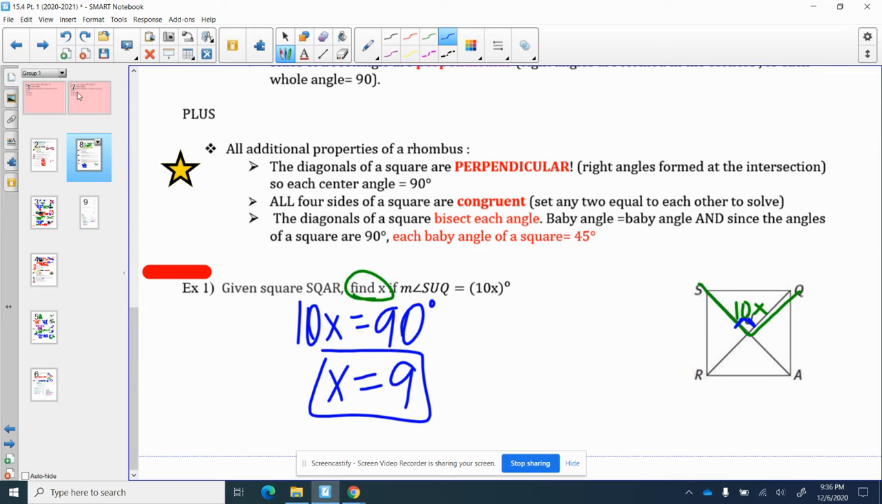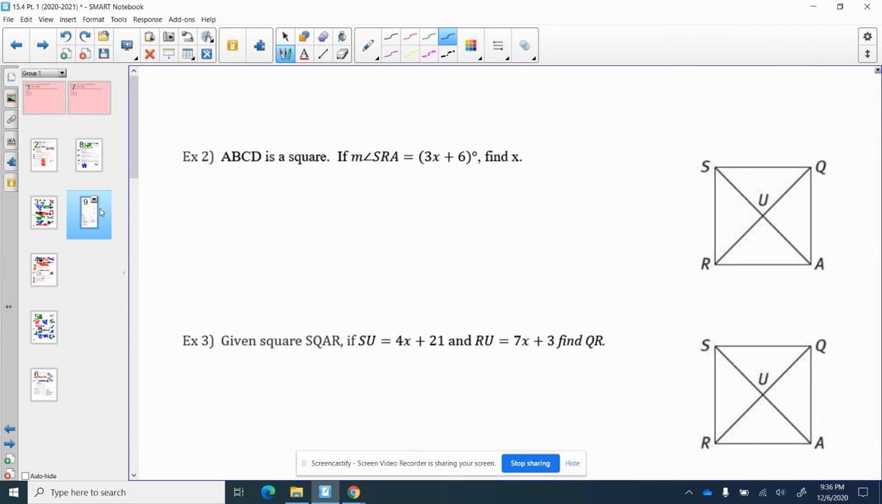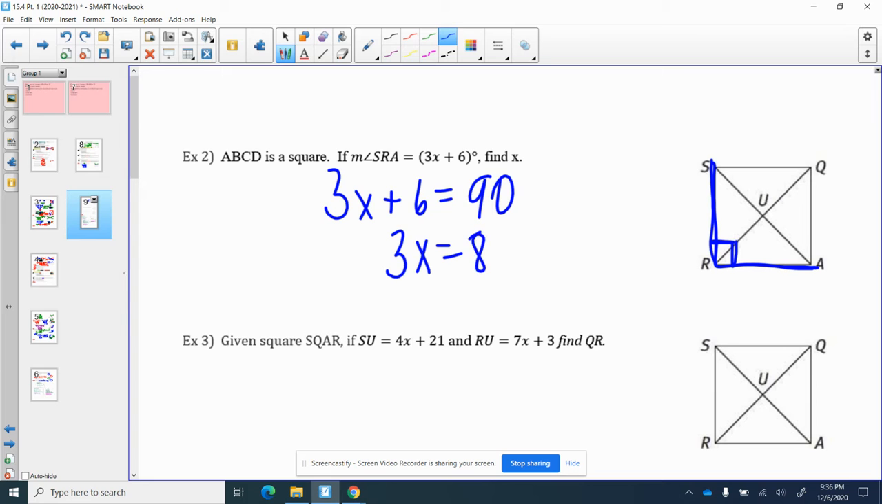Right, our next example then, on the back of the next page, is looking at, again, square SQAR. And what we see here is this time they're talking about angle SRA. Well, this is that angle of a square that is similar to the property of a rectangle, that the angle has to equal 90 degrees. So we set this equal to 90, subtract the 6, and divide by 3. We get x to be 28 on this particular problem, which is where we can stop.